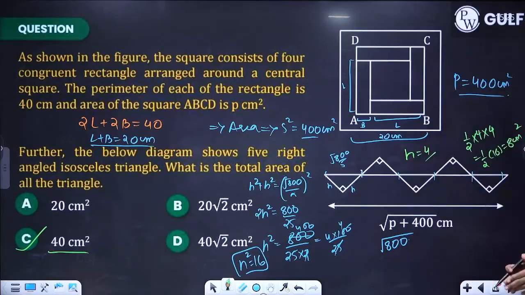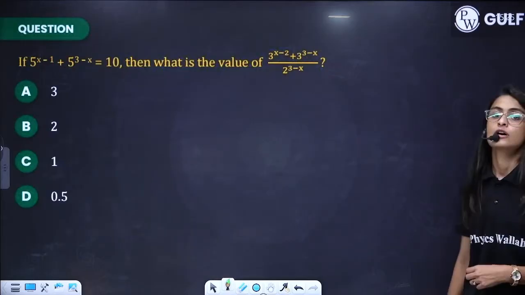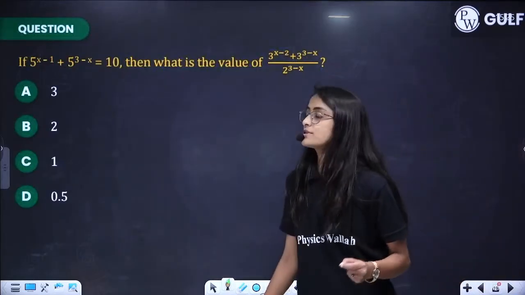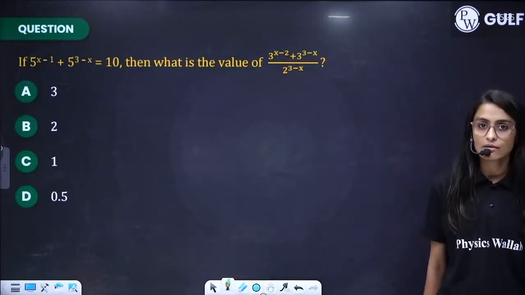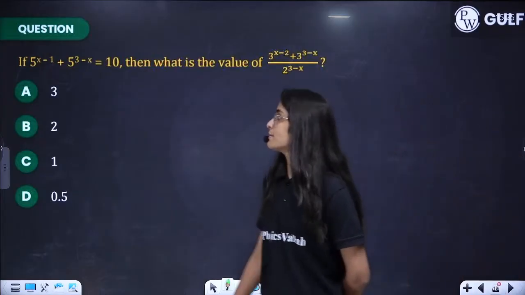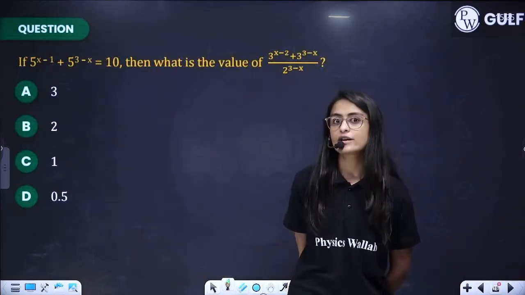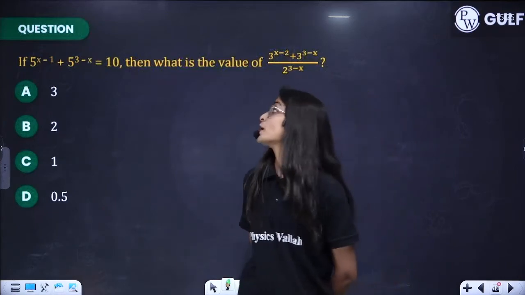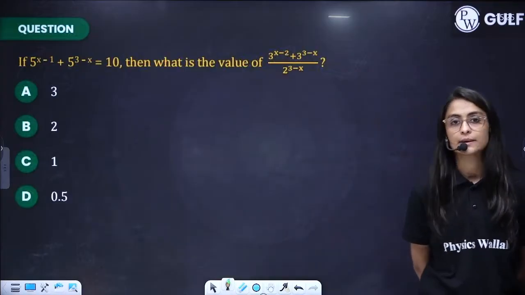Alright, moving forward, if 5 raised to x minus 1 plus 5 raised to 3 minus x is equal to 10, then what's the value of the given expression? Here in this case, just think about it. Which values of x would you substitute to obtain your right hand side equal to 10?